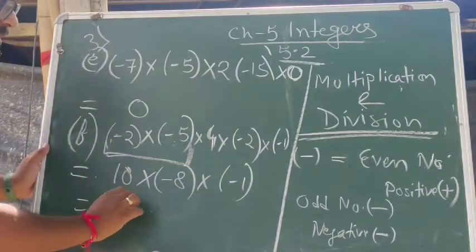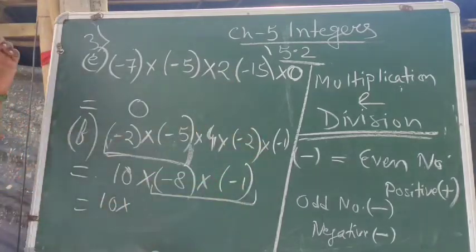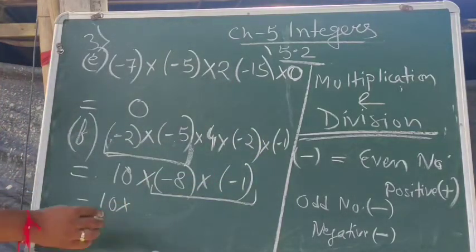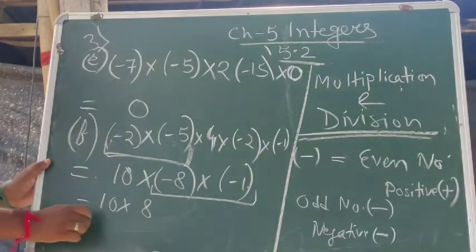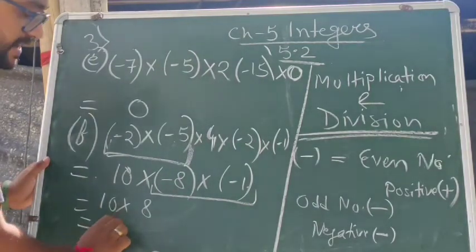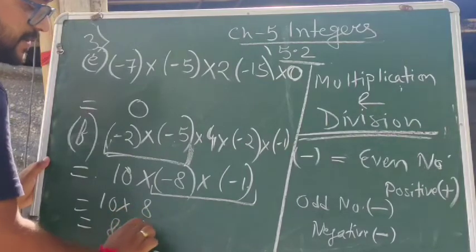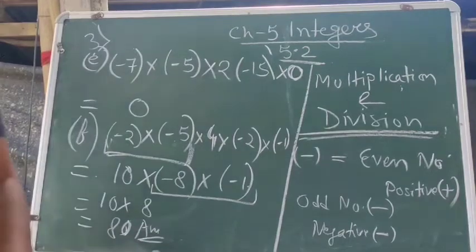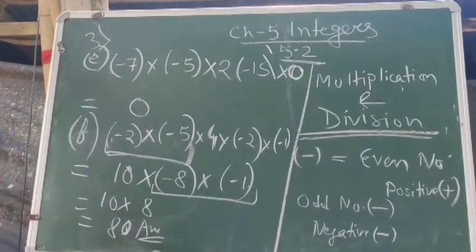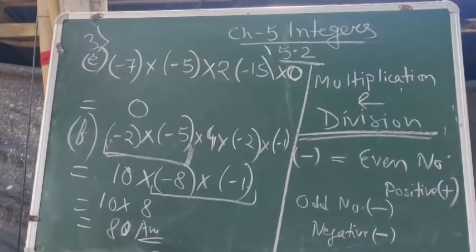So 10 into, now look, minus 8 into minus 1, what will be the answer? Minus 8 into minus 1, the answer will be 8. Yes or no? Now 10 into 8 will be 80. So 80 will be your answer. So this is how we will do the multiplication of integers. Clear?